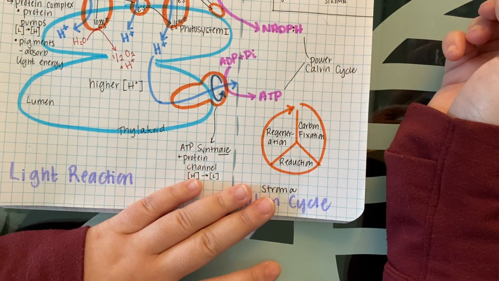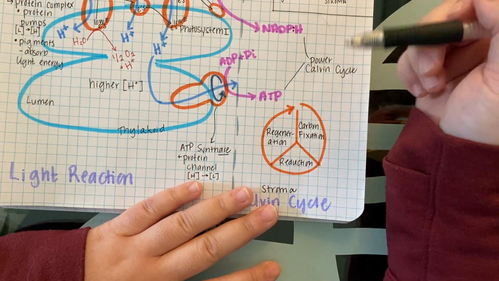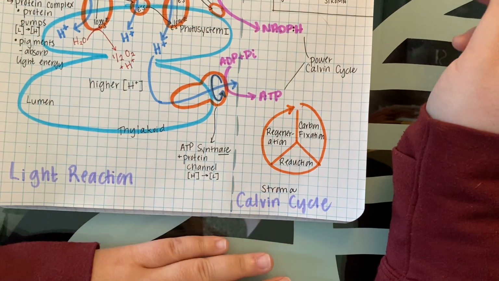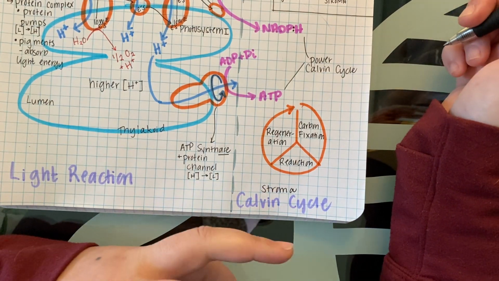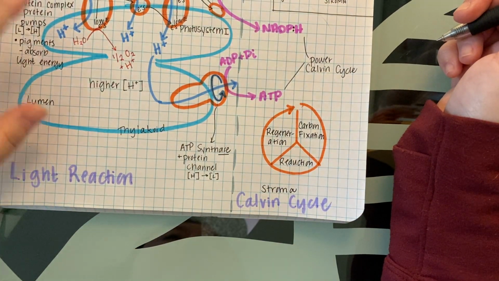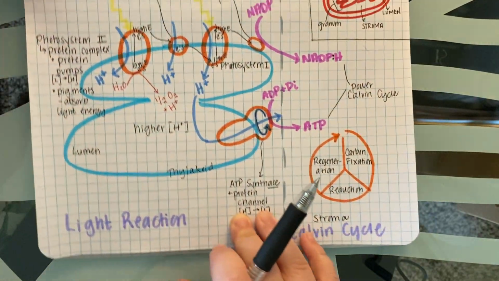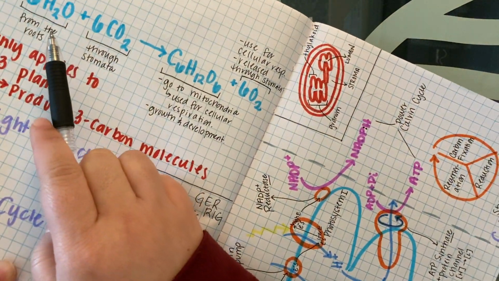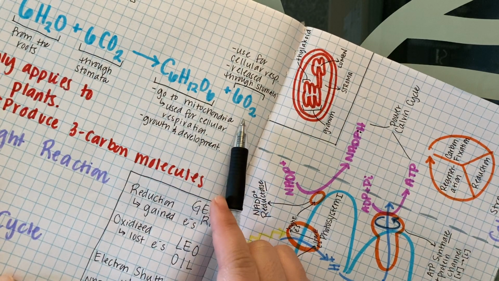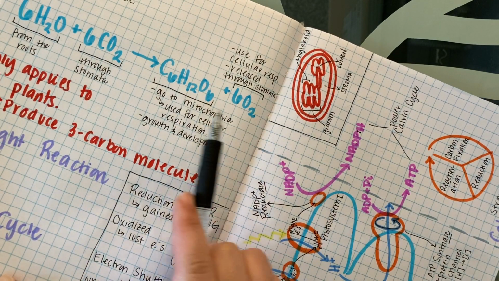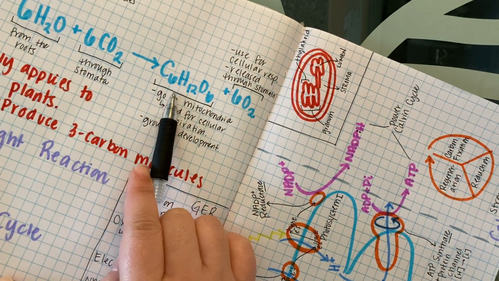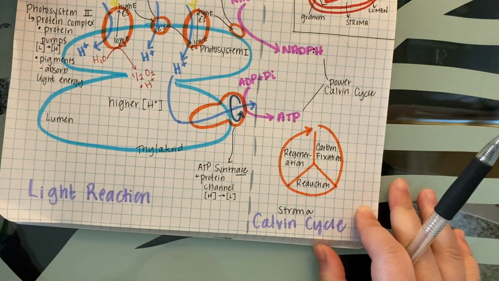So this is where our carbon dioxides will come in. If you remember our reaction equation, 6 waters plus 6 carbon dioxides will yield a glucose and 6 oxygens. The 6 waters came in the light reaction, and we created our oxygens in the light reaction. So these last 2 reactants and products will be for our Calvin cycle.